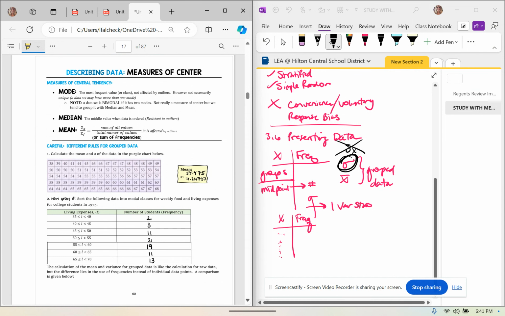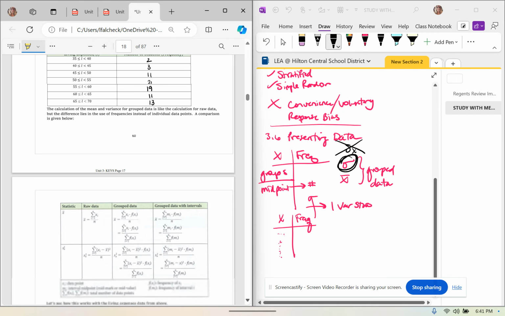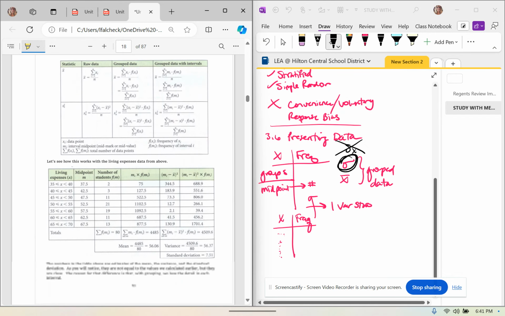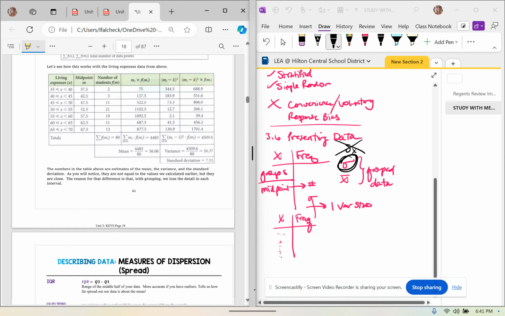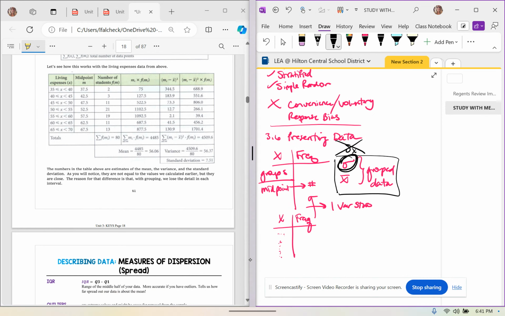So describing data, measures of center. Okay, so when we talk about measures of center, we're talking about the mode, the number that comes up the most, the median, the number in the middle, and the mean, the average. Okay. This whole exploration here goes into the details of how we find the standard deviation or the mean in grouped data. Again, we already talked about that right here. You would have your X list and then you would have your frequency column.